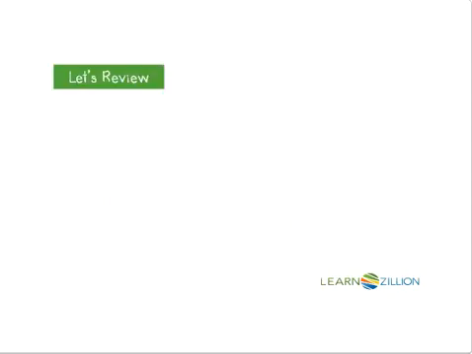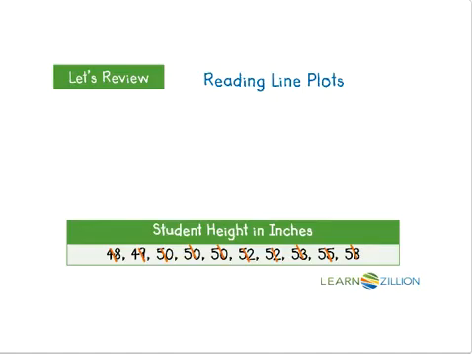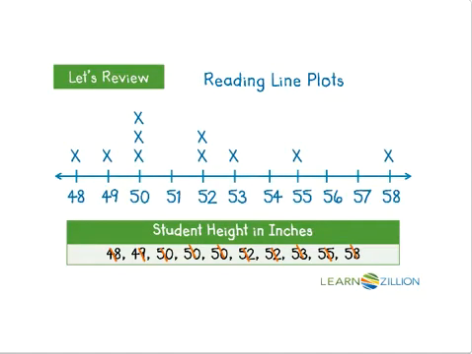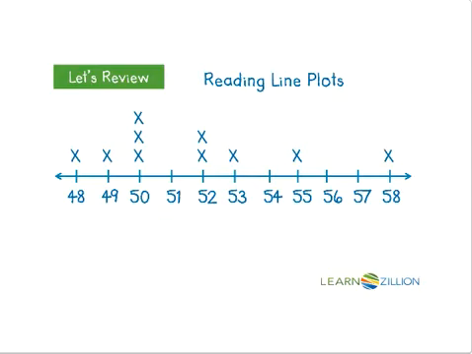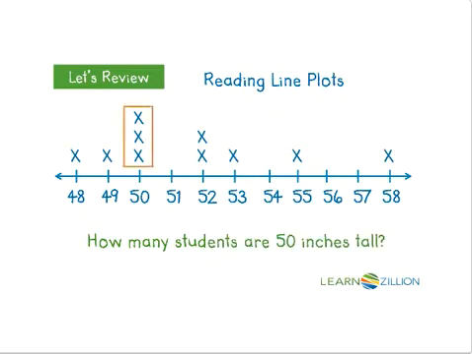Let's review. When we are looking at a line plot, we have to be sure that we know how to read or interpret the information. We have a line plot that's been created for the data in the table below. Each mark above the number on the line plot represents a piece of data. Understanding that each mark on a line plot represents a piece of data helps us make sense of the data and answer questions, such as, how many students are 50 inches tall? Since there are 3 marks above the 50 in our line plot, there are 3 students that are 50 inches tall.